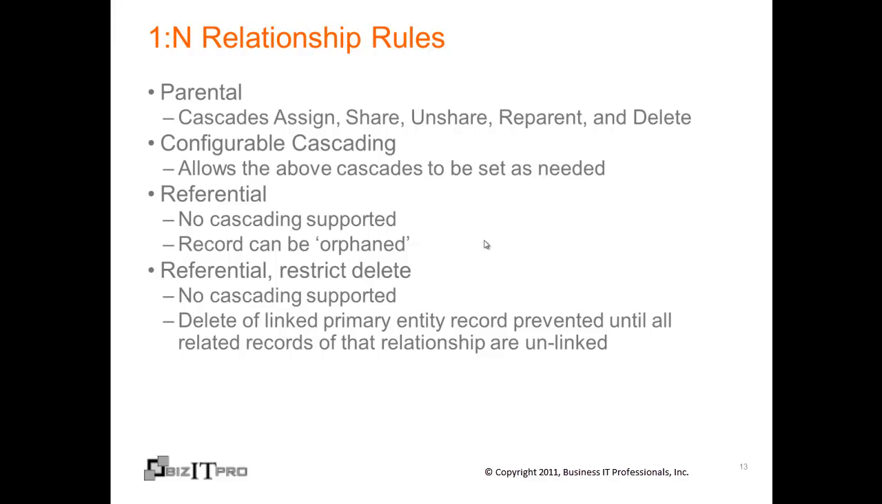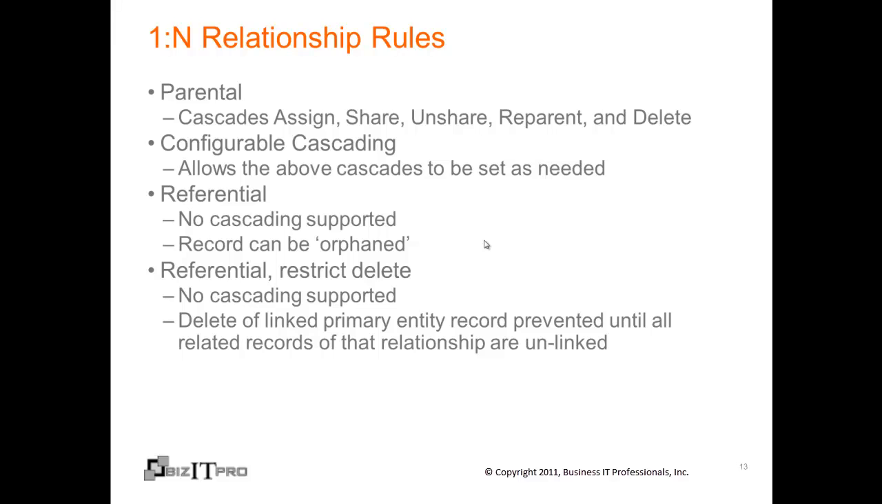One-to-N relationship rules. You have four options when you're trying to configure the relationship rules. You can choose parental, which cascades any assignments, shares, unshares, reparents, and deletes down through the relationship. You can also set up configurable cascading, which allows the above cascades to be individually set as needed. You can also have a referential relationship where no cascading is supported at all, and if you were to delete the parent record, the child record could be orphaned.